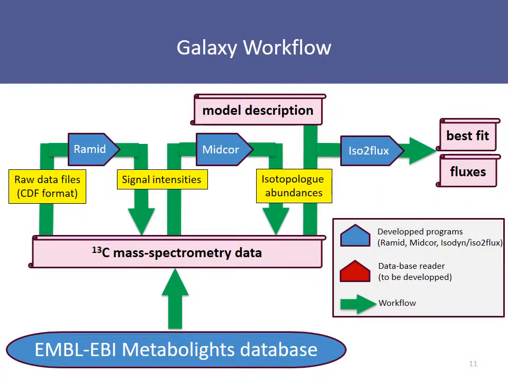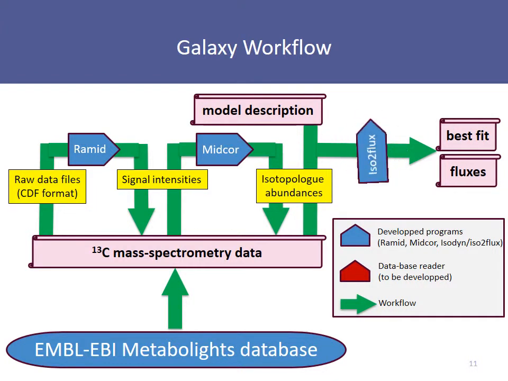This scheme provides a detailed description of the workflow. RAMID is a tool for reading raw mass spectra contained in CDF files, which follow the standard format for raw 13-carbon mass spectrometry measurements. Raw data are converted into signal intensities. MIDCAR is another tool, based on R, for data correction for natural isotope enrichment. Uncorrected signal intensities are transformed into normalized isotopolog abundances.